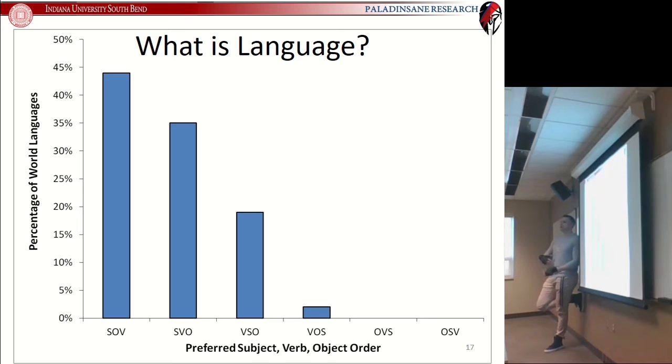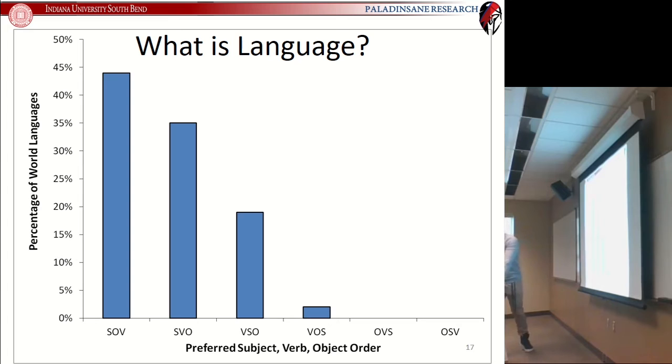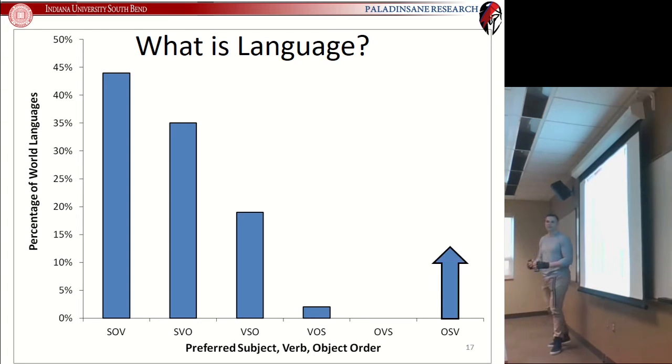You can't just arbitrarily pick which one of these orders that you want. There's something about the human mind that prefers or has a better understanding of or an easier time processing these particular combinations. Incidentally, there is one very famous example of somebody who does do the object, subject, verb in popular culture. Does anybody know who that is?